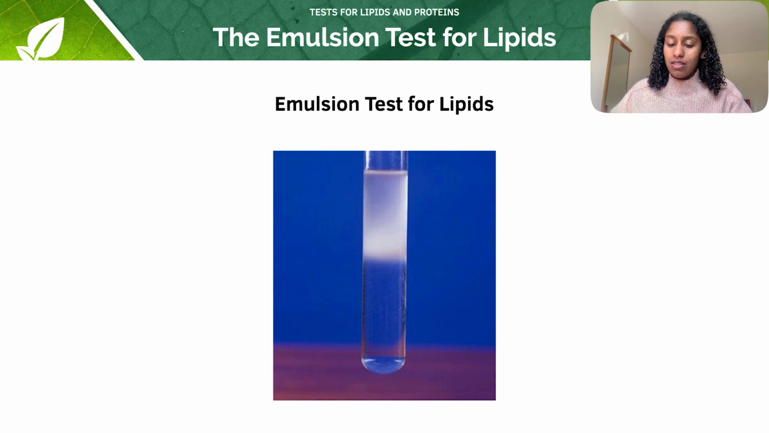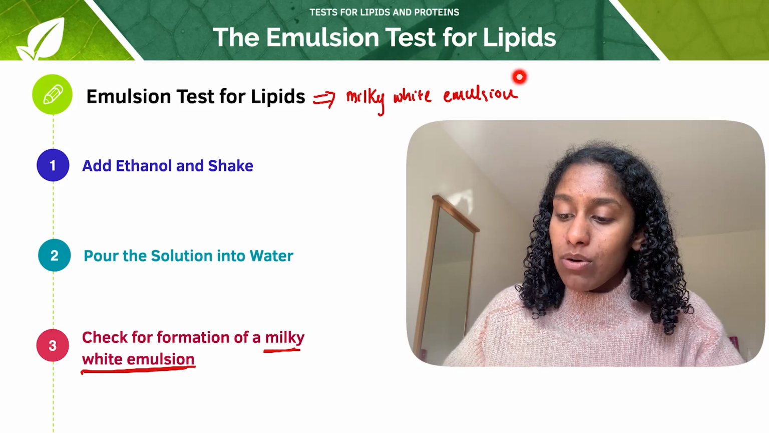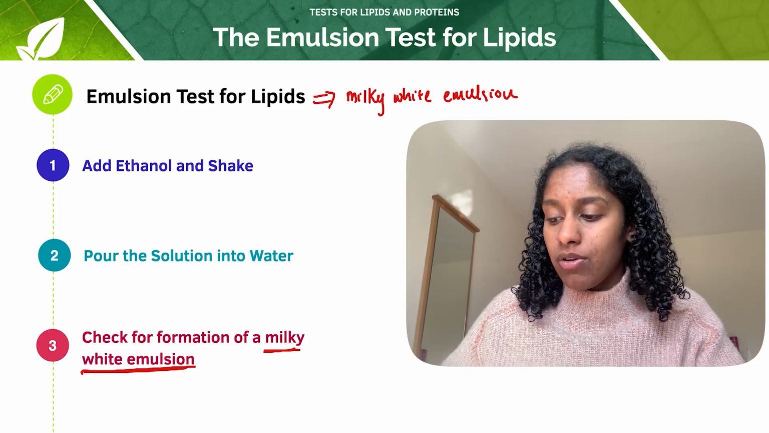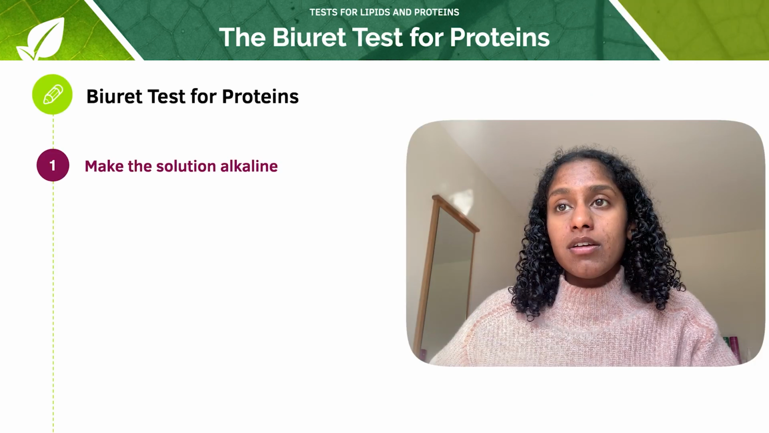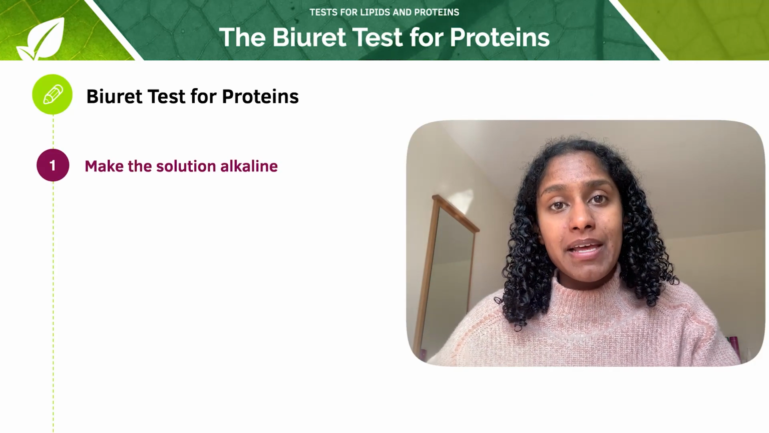We've got this really nice milky white emulsion, remember, forming at the top of our test tube. So it floats to the top of the water, because remember, it's not soluble in water. So the lipids are not dissolved into this bit of water here. They've formed an emulsion with the ethanol that we've added. So that was our emulsion test for lipids.